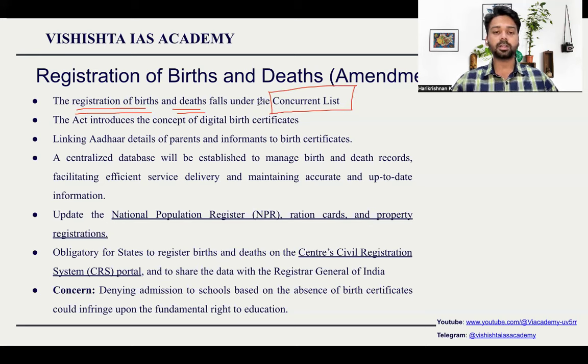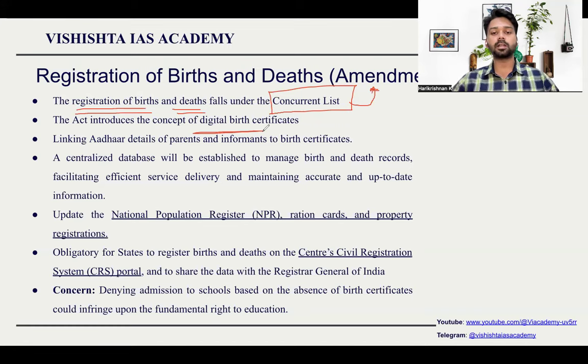Because it comes under the concurrent list, the union government can place an act or a legislation which should be followed by the states also. So that's what the government has done. What does this act introduce? It introduces digital birth certificates.